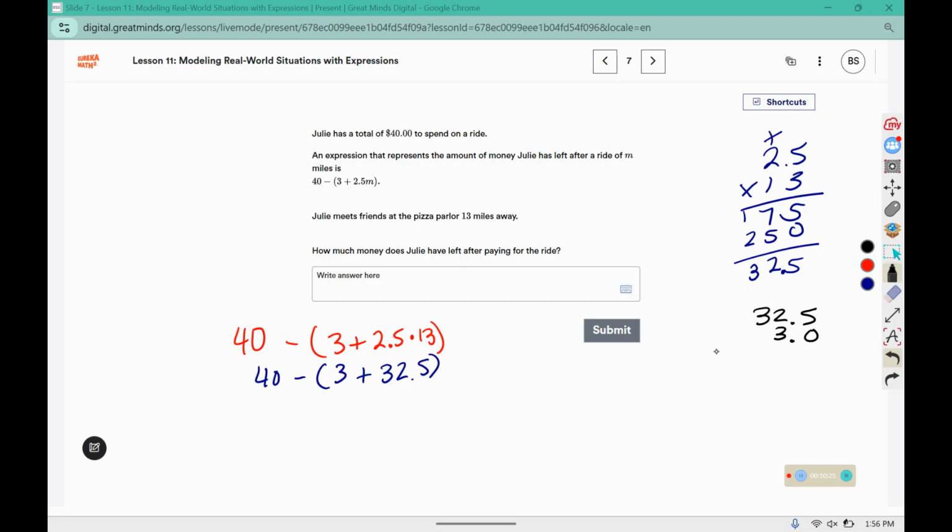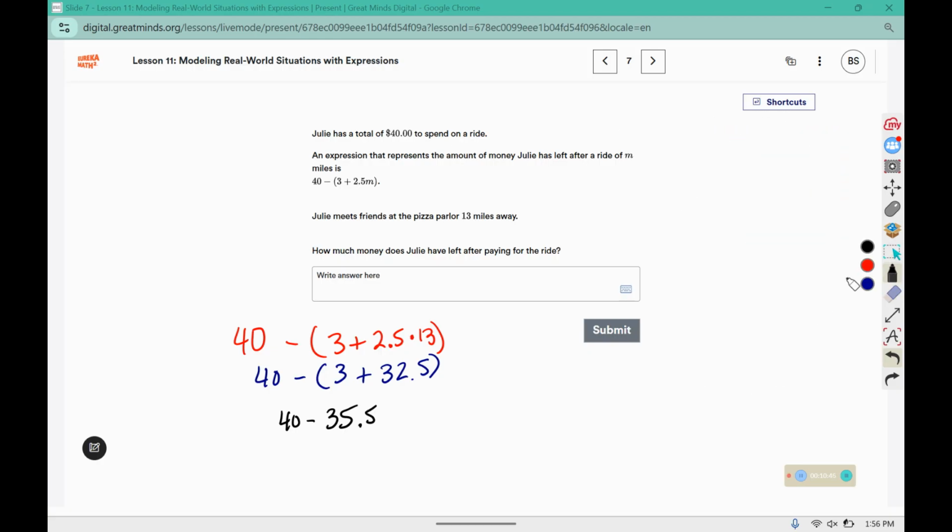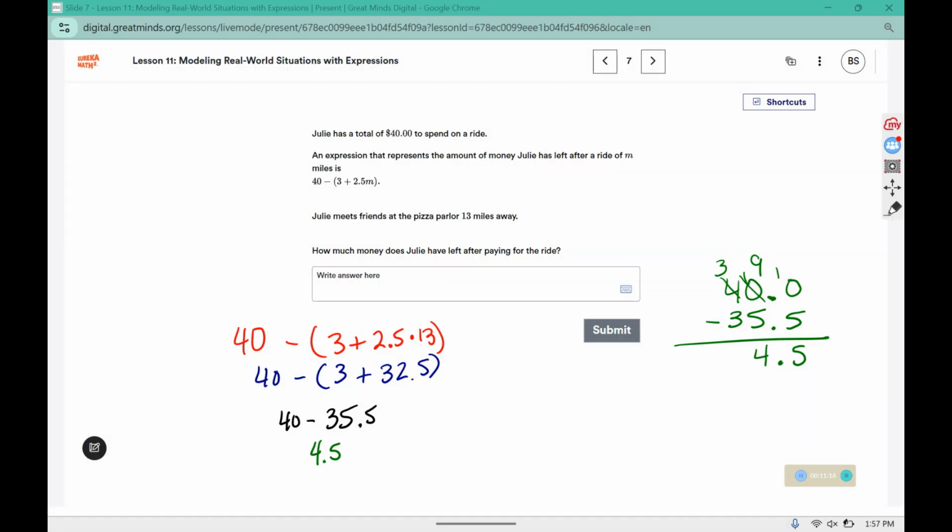If we're adding 3, that's the same as adding 3.0. Remember, in addition, our decimals need to be lined up. 0 plus 5 is 5. 2 plus 3 is 5. So I have 40 minus 35.5. Our decimals get lined up, and in that gap we can put an extra 0. We'll need to borrow. 10 minus 5 is 5. 9 minus 5 is 4. And 3 minus 3 is 0. So this is 4.5, or $4.50.